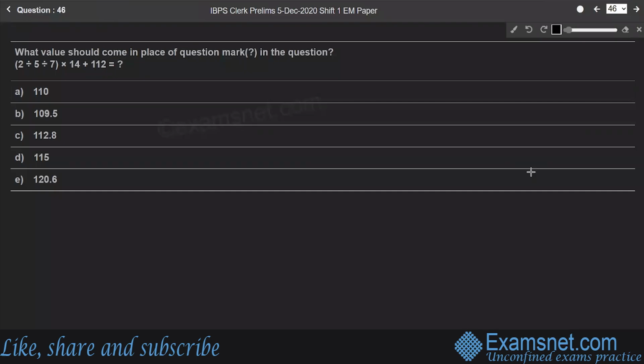Question 46. What value should come in place of question mark in the question? Here is the question. 2 by 5, 2 divided by 5 divided by 7 into 14 plus 112. So here according to BODMAS rule, brackets, of, division, multiplication followed by addition and subtraction. So let us remove this bracket first. So for that we need to solve the middle part. What is that? It is 2 by 5 divided by 7.